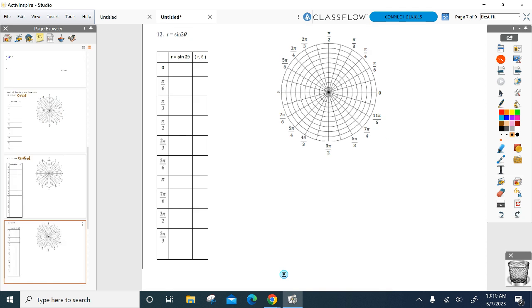12. What should 12 be? Petals, yeah. Anytime there's a number in front of theta, and no plus or minus, this is petals. If you need my help remembering how many petals, how far apart, where it starts, let me know. Because remember, you could fill in the table, but I don't think it's going to help you. All right, how about 13?